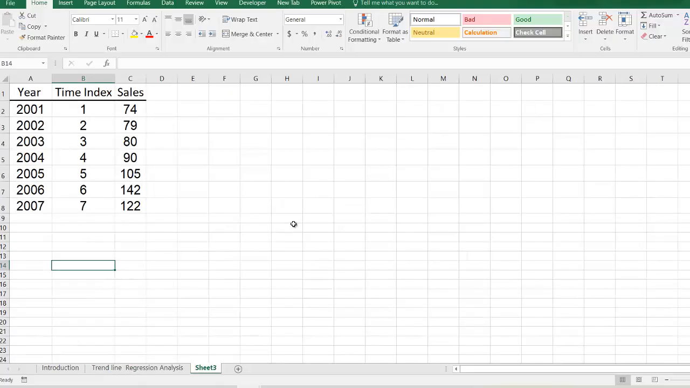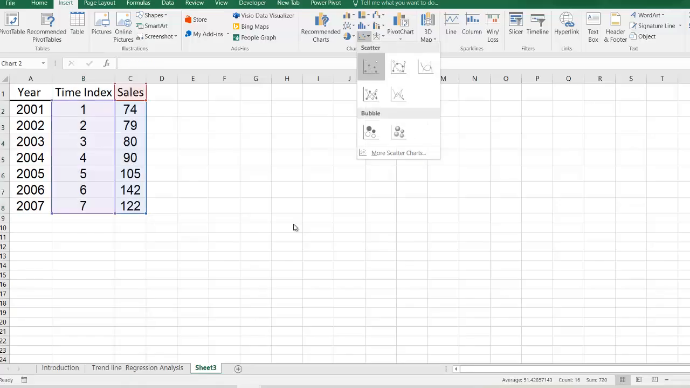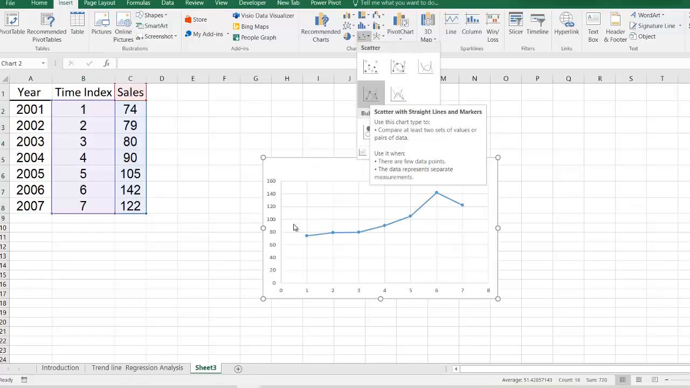Another easy way of generating the equation of the trend line is through the graphical method. The first step is to generate a graph of this time series. On the Insert tab, we can choose this Insert Scatter XY chart and choose this type of graph.